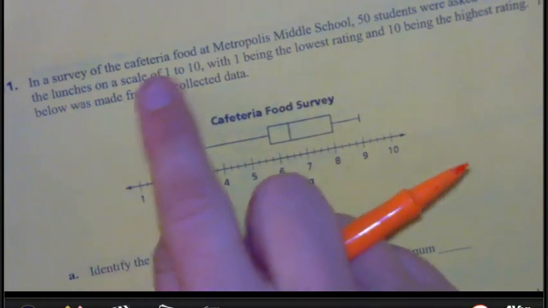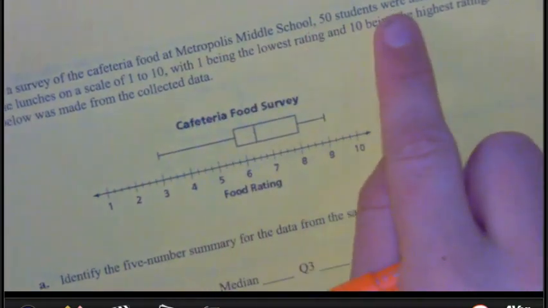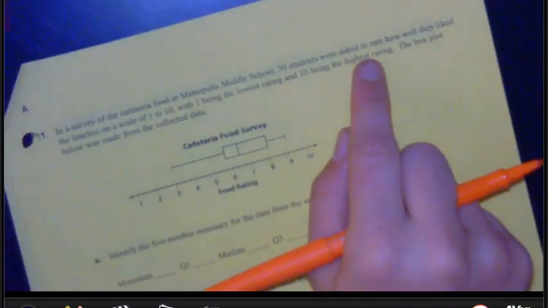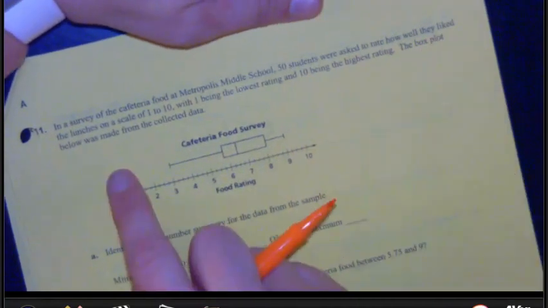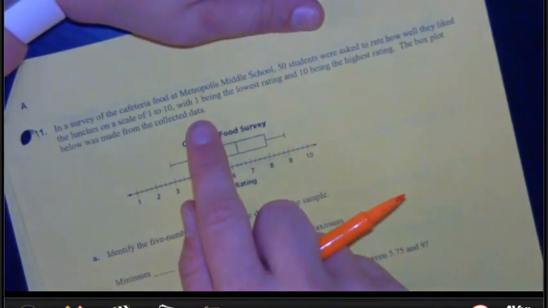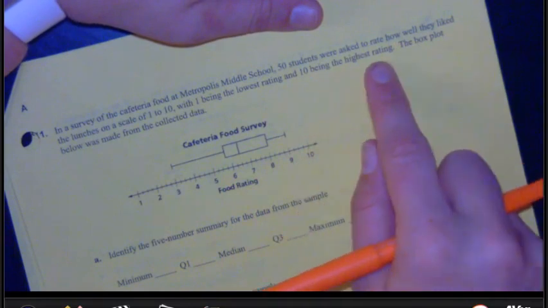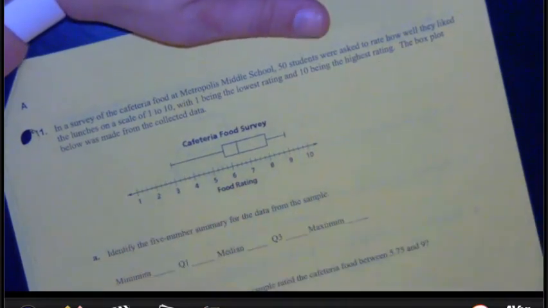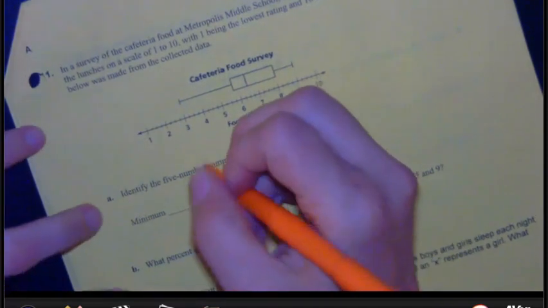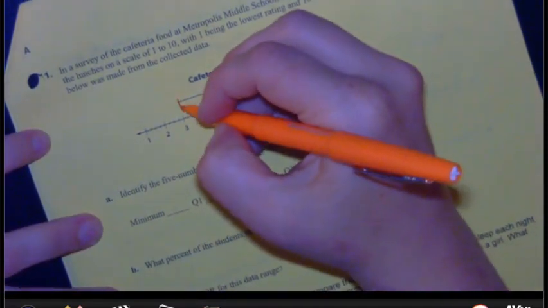Number 11. In a survey of the cafeteria food of Metropolis Middle School, 50 students were asked to rate how well they liked the lunches on a scale of 1 to 10, with 1 being the lowest rating and 10 being the highest rating. The box plot below is made for the food collection data. I need to identify the 5-number summary for the box. All right, so our minimum, which is this number right here, looks to be about 3.